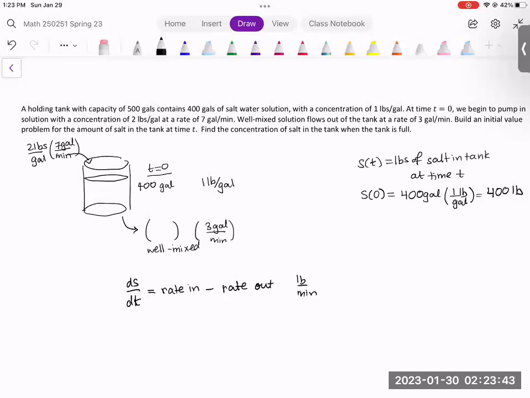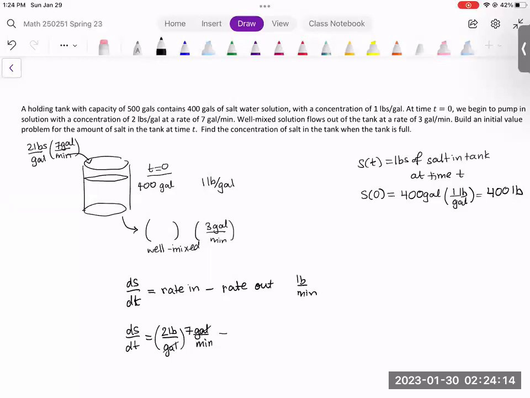Okay, so as we set this up, our rate in is given by what's coming in. We have 7 gallons per minute, and each gallon contains 2 pounds worth of salt dissolved in it. So we have 2 pounds per gallon times 7 gallons per minute. And if we take a look at this, our gallons cancel out and we're left with pounds per minute.